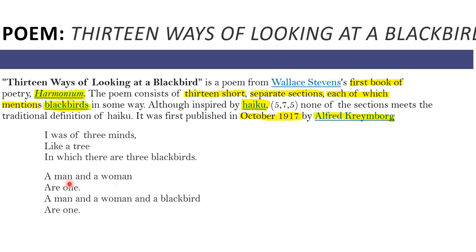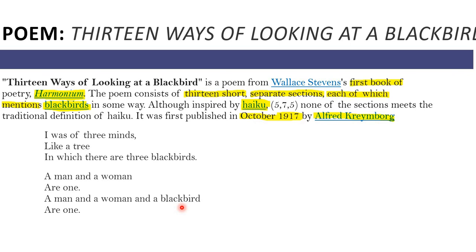अब वो तीन माइंड क्या है? A man and a woman are one. अब इसमें कहते हैं कि a man and a woman are one, it means it is talking about the equality. A man and a woman and a blackbird are one. Now from the equality of the gender it is transferred to the universality of life, and that universality of life is considered with the image or the combination of the blackbird. It means a man or the woman or the blackbird, they are the magnificence of nature.